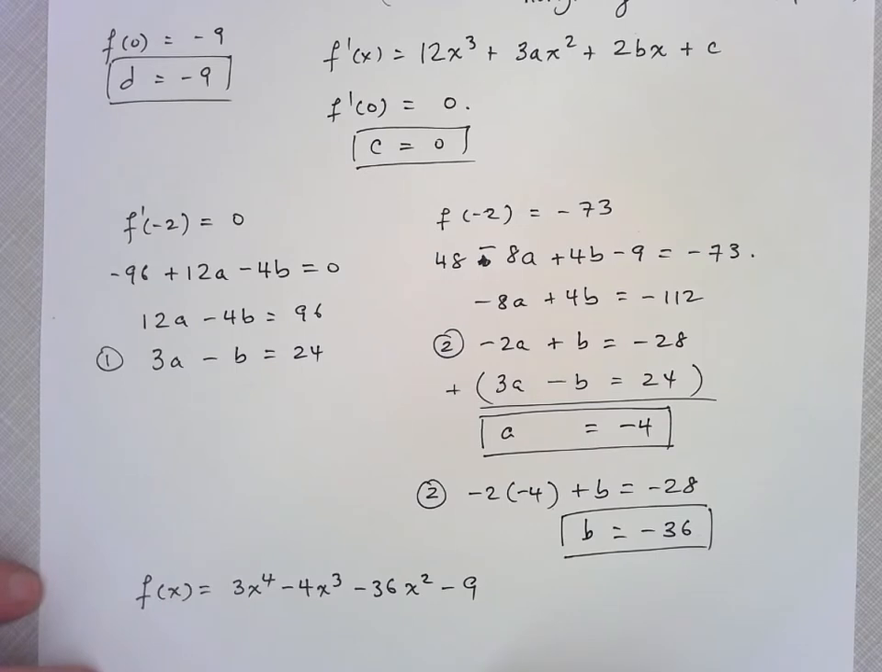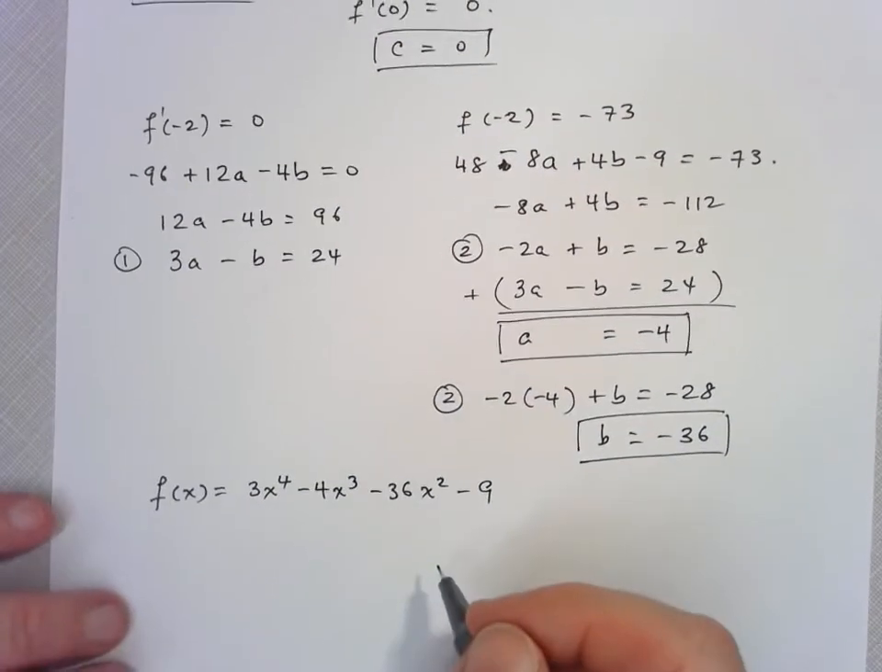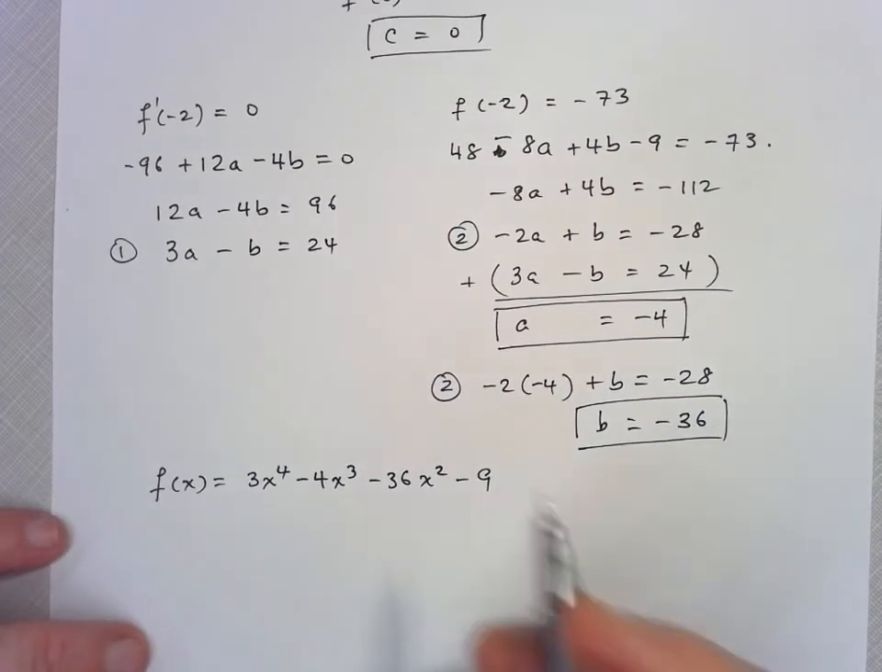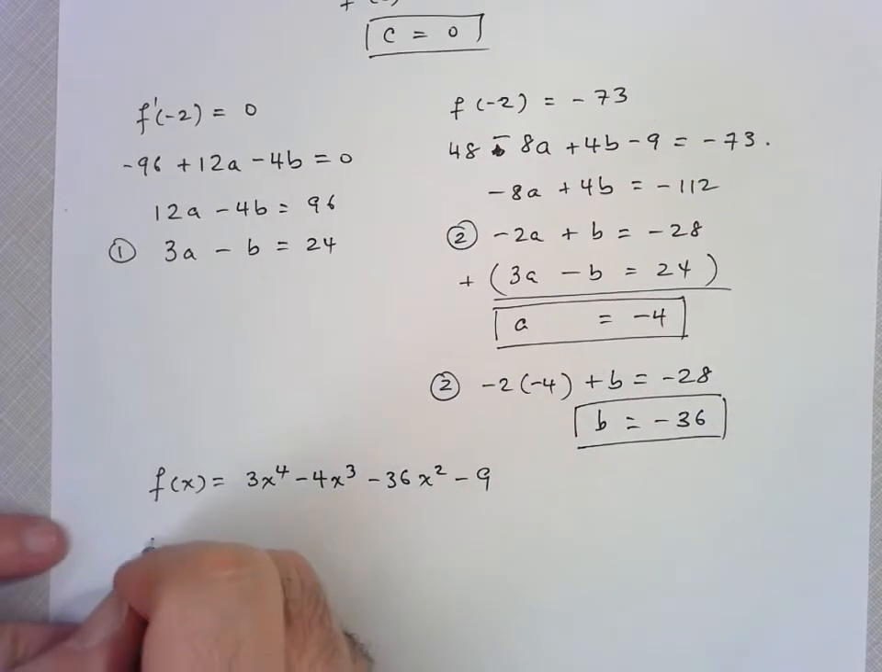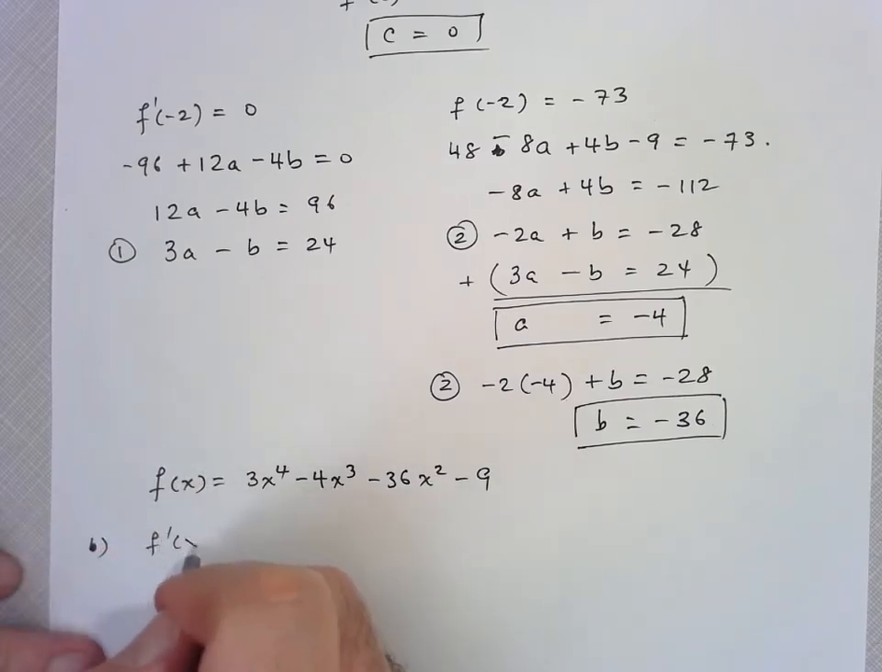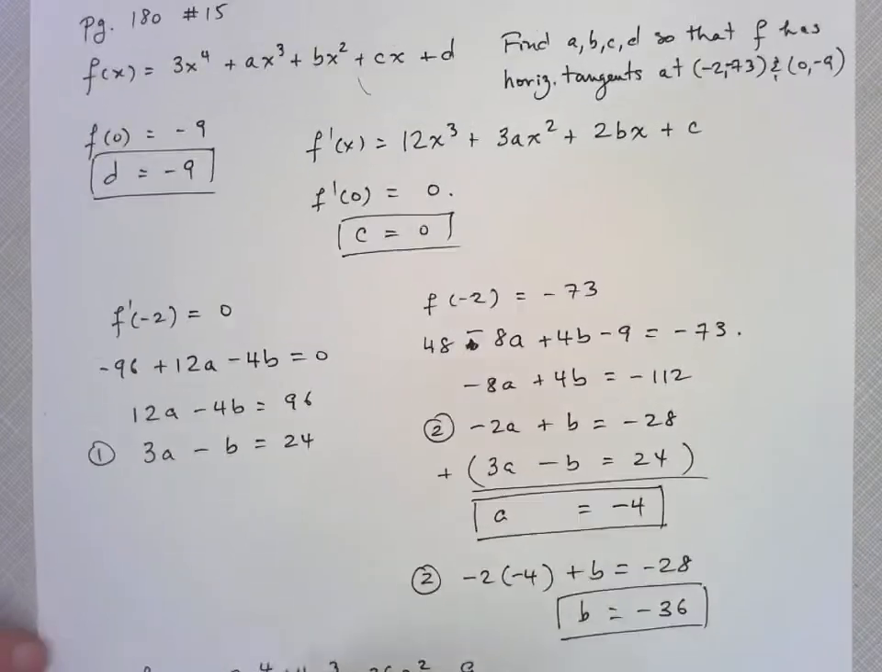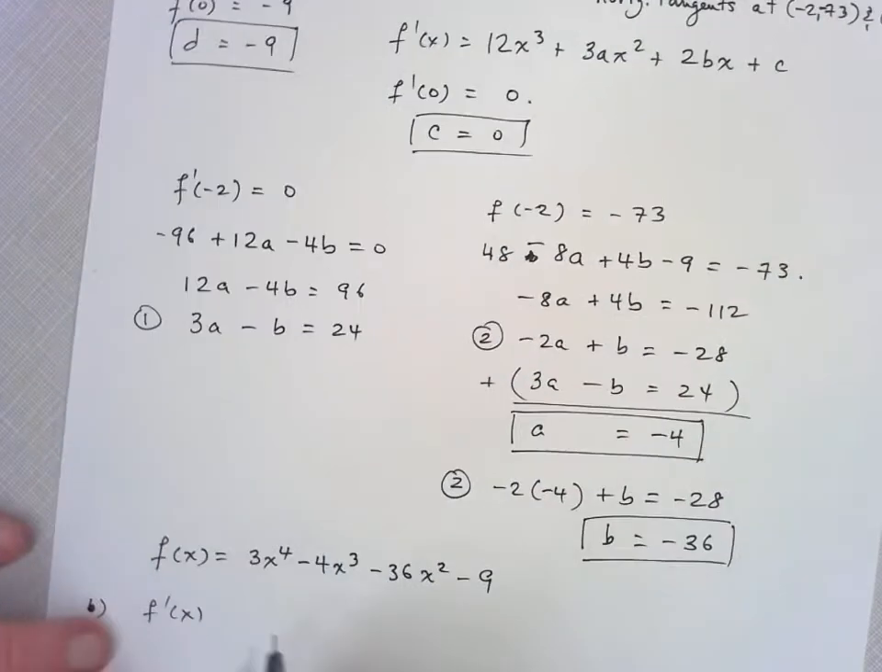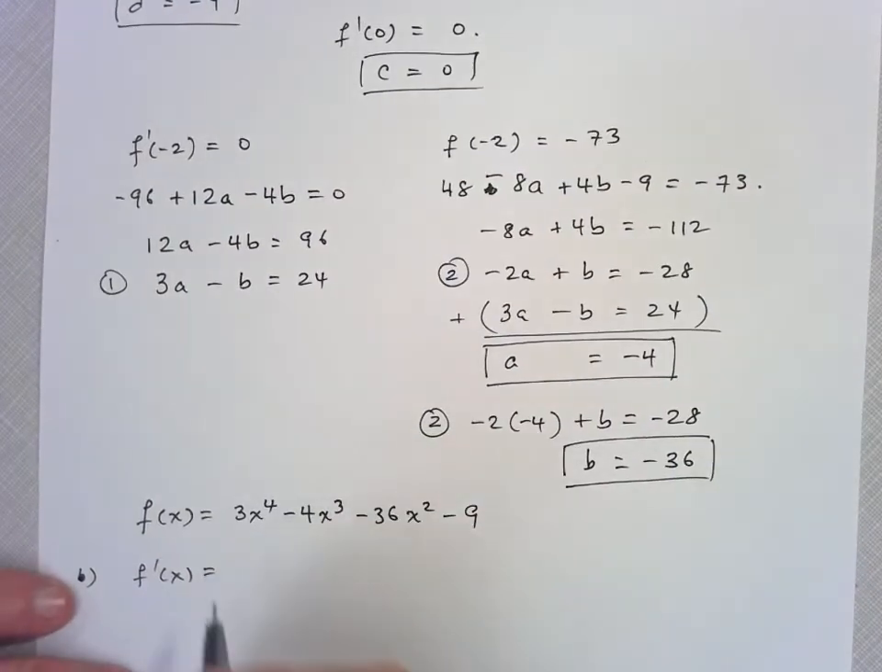And now there's a second question. It says that there's a third point that has a horizontal tangent. Find this point. So I'm actually now going to have to go back and work with the derivative again. This is part b here. Find the derivative again. I could stick my numbers back into here, but it's so easy to find this derivative, I think I'll just do it directly.